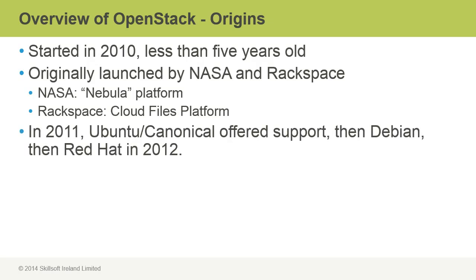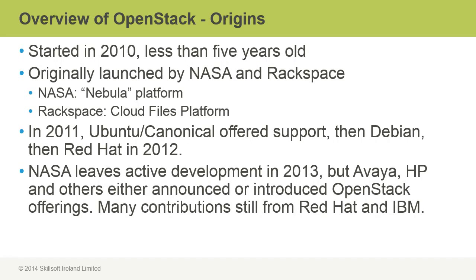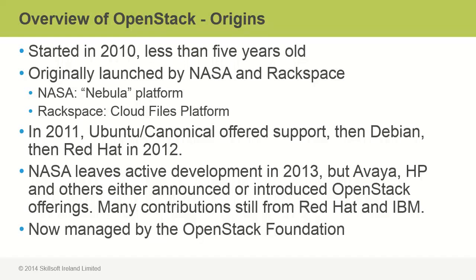In 2011, Ubuntu and Canonical offered support, then came Debian, then came Red Hat, and by 2012, pretty much all of the major Linux providers or Linux distros were represented. NASA left active development in 2013, but by that point, other companies, including Avaya, HP, IBM, and others, have either announced or introduced OpenStack offerings or contributed to the OpenStack platform. In fact, many contributions still, some of the largest contributors are Red Hat and IBM. Now, it's now managed by the OpenStack Foundation, so it's become its own thing. It has a foundation that manages and has rules about how it's set up.